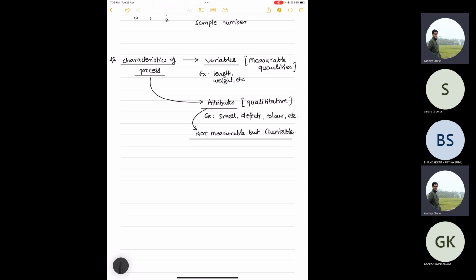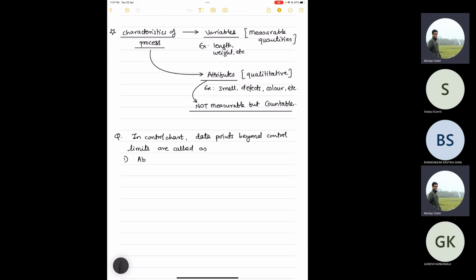I'll just write it down for those who are not attending live. The question goes like: in a control chart, data points beyond control limits are called as, first option, abnormal variations due to assignable causes.